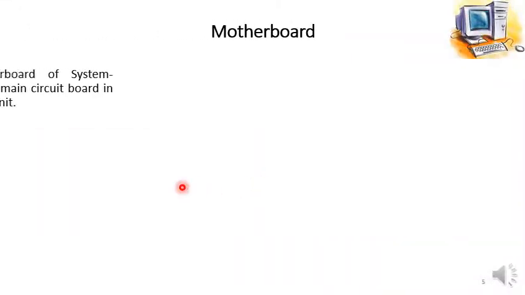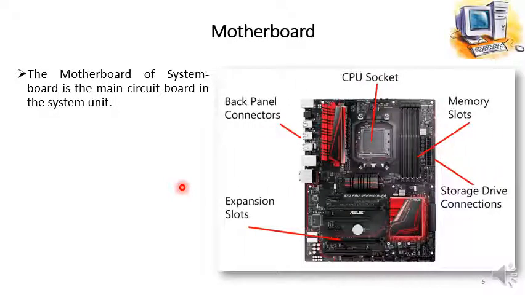Motherboard. The motherboard or system board is the main circuit board in the system unit. As I told you, this is the main circuitry in the system unit, because all the other components inside the system unit are connected with this main circuitry, which is called main board. And all those components are connected through the sockets available in this main board or motherboard.